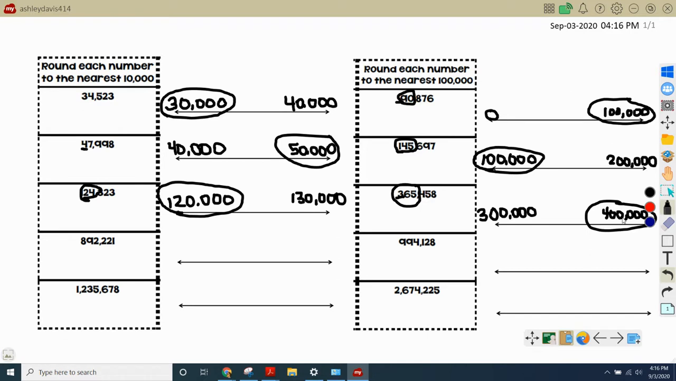Okay, so now what I want you to do is go get a piece of scrap paper, and I want you to solve the last two on each of these columns. So solve these two for rounding to the nearest 10,000. Solve these two rounding to the nearest 100,000. Pause the video, go solve those four, and when you're done, click play again, and I'll give you the answers and we'll go over them.